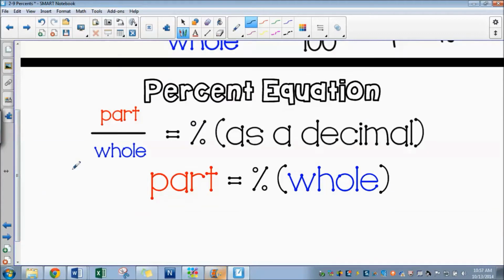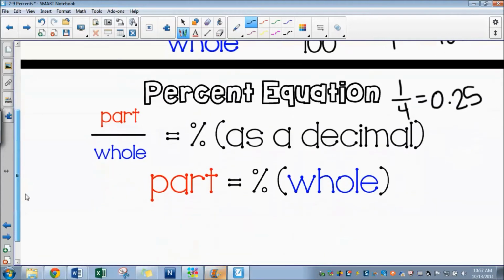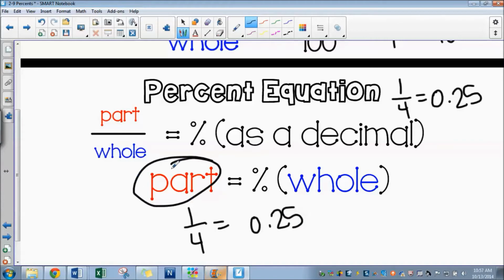Now here's 2 different ways to write this as an equation. The key difference is instead of having 25 over 100, we're thinking of that percent as a decimal and not a ratio, not as a fraction. So the part over the whole, that would be 1 over 4, is equal to 25% as a decimal, 0.25, which we can all agree is equivalent. Another way to think of this is that the part is equal to the percentage times the whole.